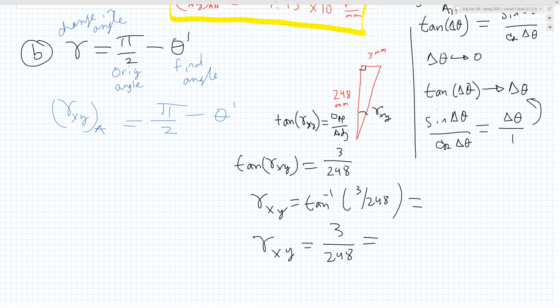And notice that these are millimeters over millimeters, right? Which is unitless. So I want you to give me the result. Inverse tan, 3 over 248. Make sure you're in radian mode. And then what is gamma equal to when you just do 3 over 248? What's faster?